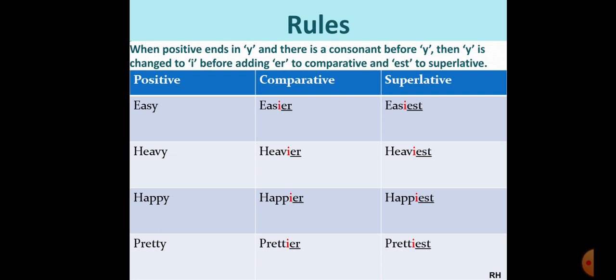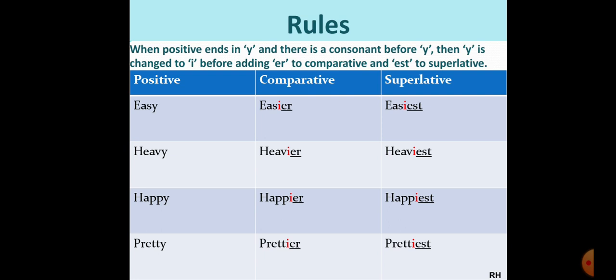Now here, when the positive degree ends in Y, you can see in the word easy, it's ending with Y. So, there is a consonant before Y. Can you see? Before Y, there is S, which is a consonant, right? You know the difference between consonant and vowel. Vowels are A, E, I, O, U and consonants are the rest of the 21 letters, right?